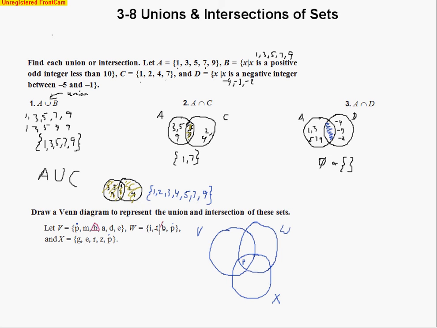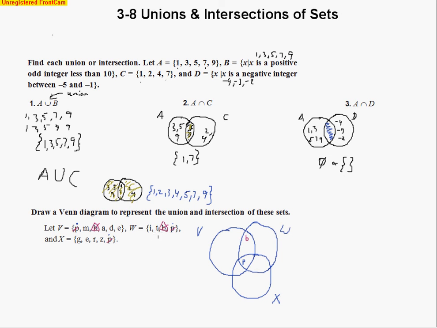V is common between just V and W. So V and W is this section right here. They intersect, so I'm going to put that in there. And I see no B down here, so I'm going to cross these off so I know I've taken care of those. And I'm going to look for something else that's in common.